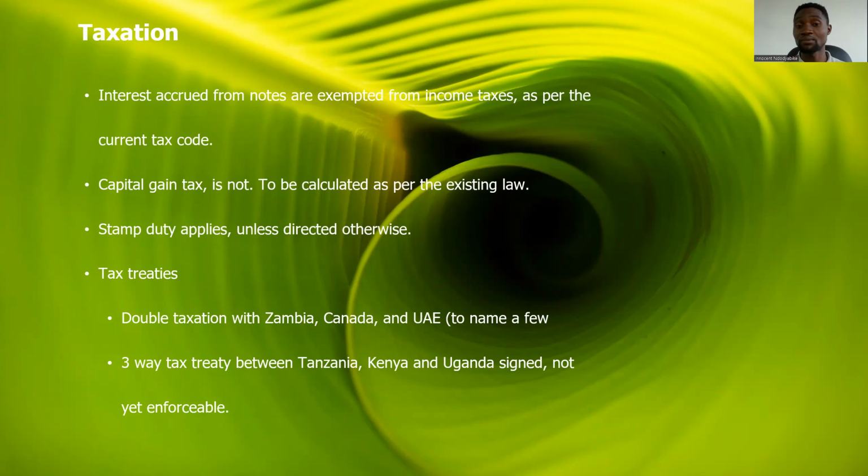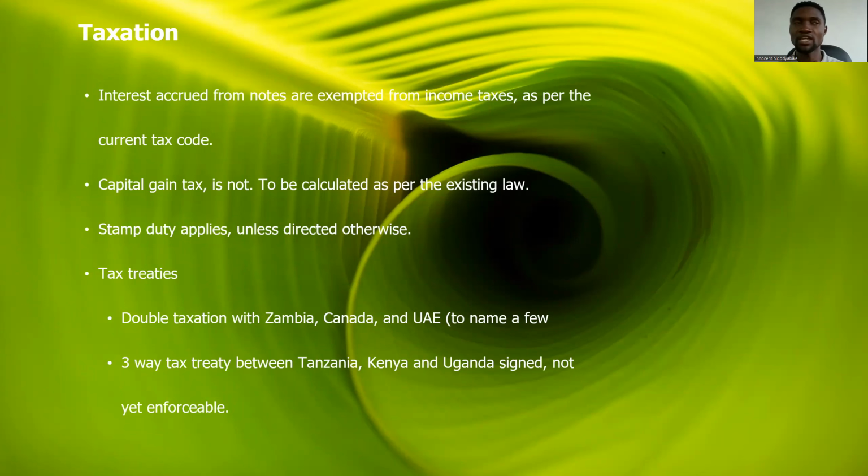So you shouldn't expect, if you want to become a long-term investor in future tranches as well, you should know that the tax code might change, and therefore future tranches might be subject to taxation. But the interest accrued is the only income that is not taxable.